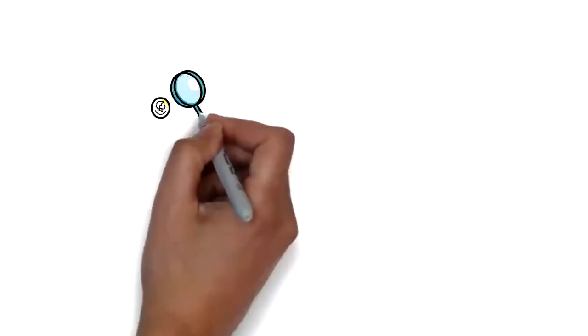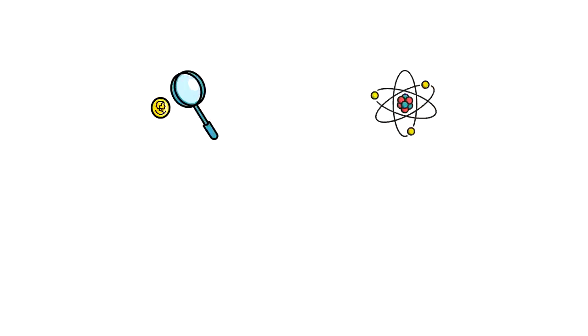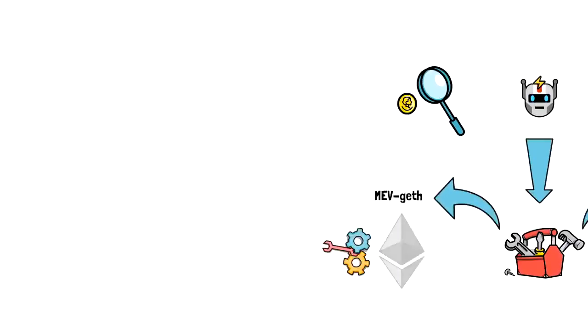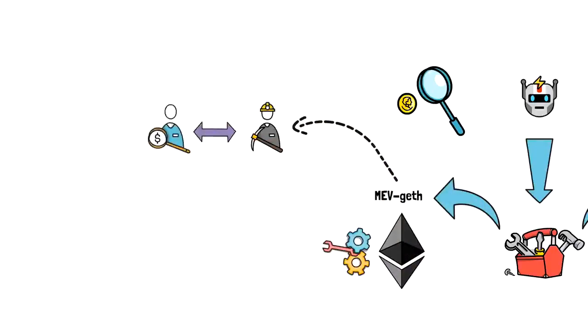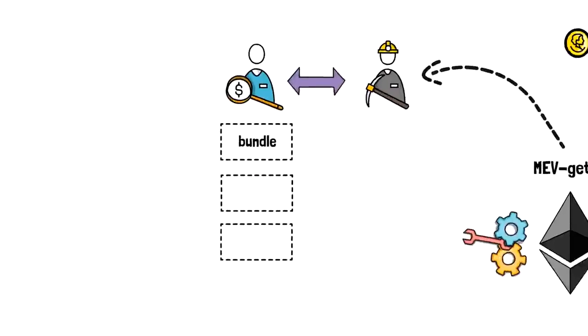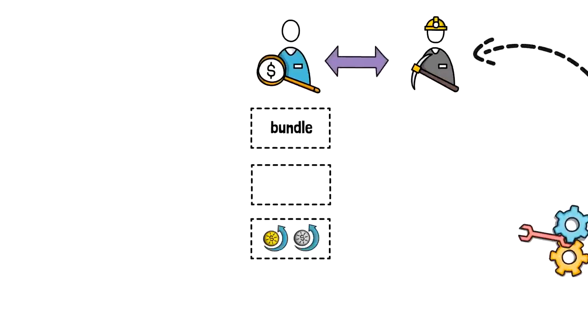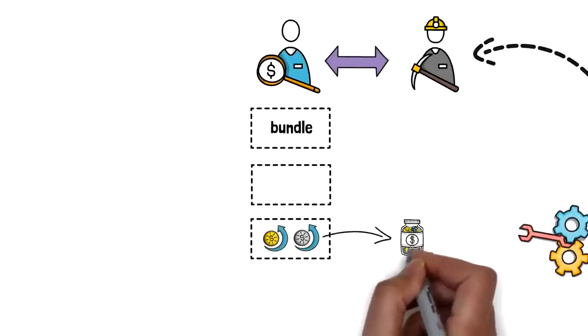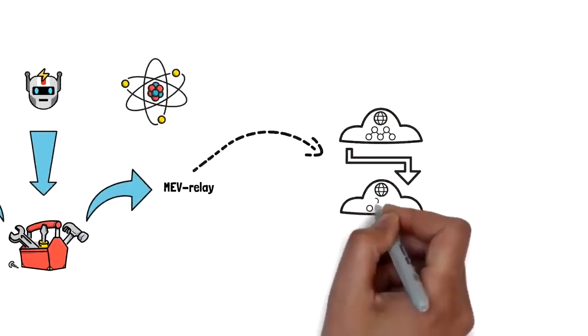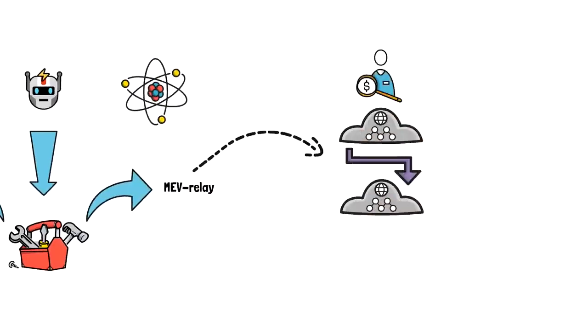After deeply investigating MEV to understand its dynamics, the Flashbots community introduced two integral tools, MEV Geth and MEV Relay. MEV Geth is a modified version of the Ethereum Geth client that enables miners to communicate directly with the MEV searchers and prioritize their transaction bundles. These bundles are groups of transactions packaged together by searchers to extract profitable MEV opportunities. MEV Relay, on the other hand, is a relay network facilitating the submission of these bundles from searchers to miners.